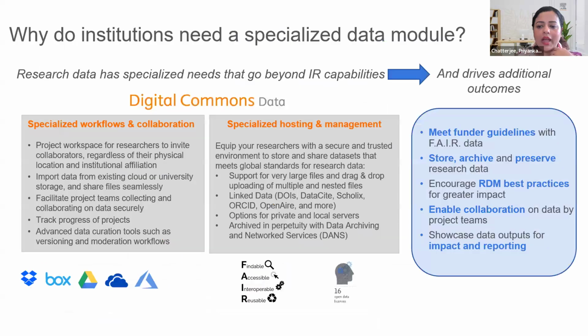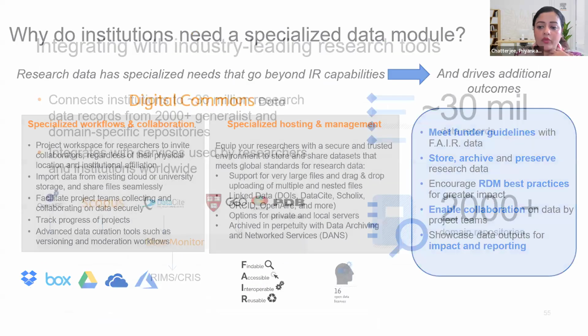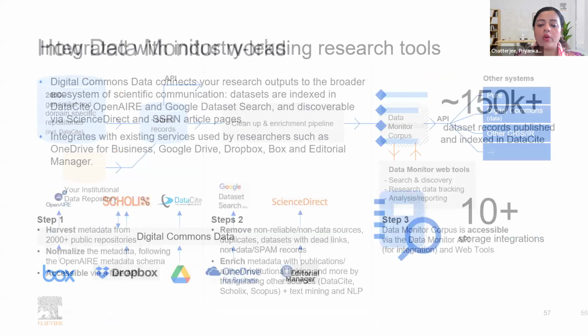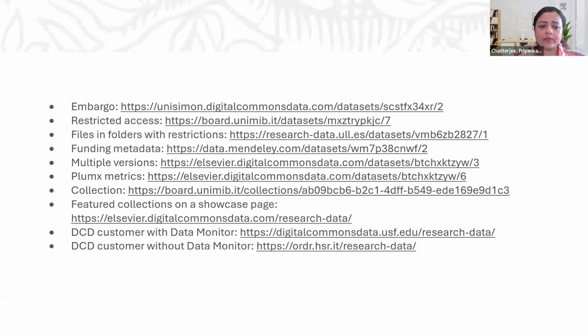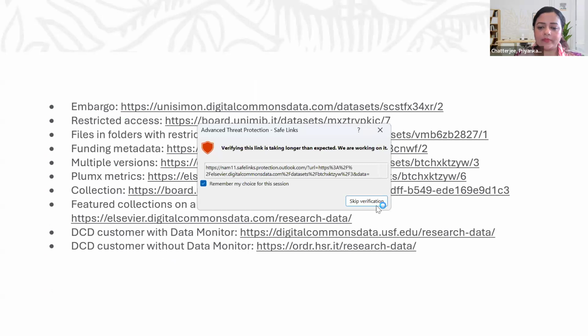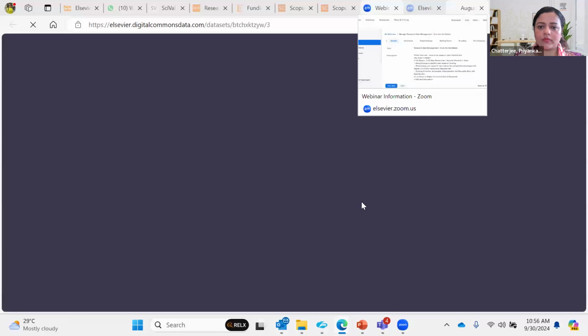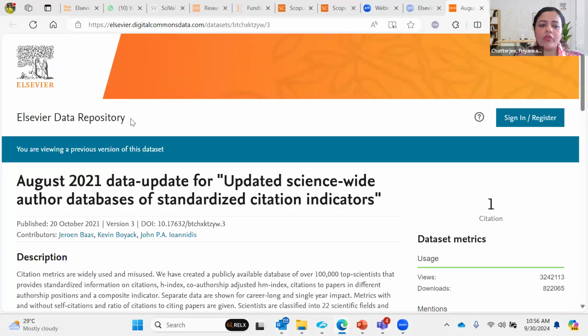What I will do now is take you live on the platform to show how our Digital Commons Data works. I have some examples here to show you how the data works. This is an example of multiple versions, so how you can create multiple versions of the data. This is an example of a data set. This is the Elsevier data repository on Mendeley Data. This is a demo environment that we have created.